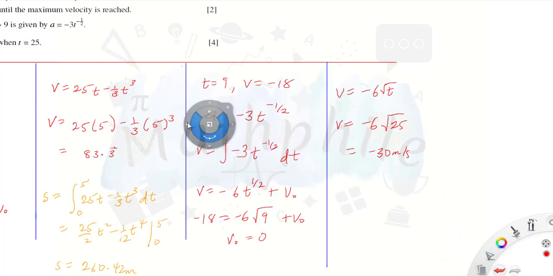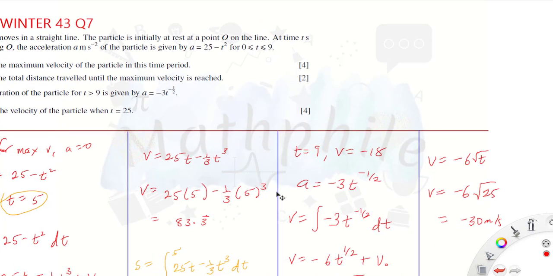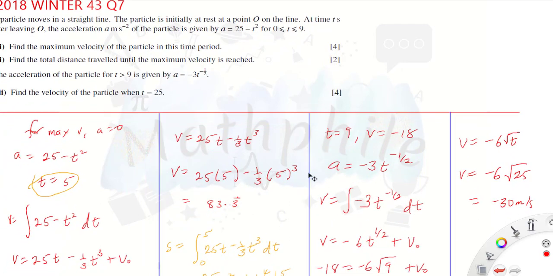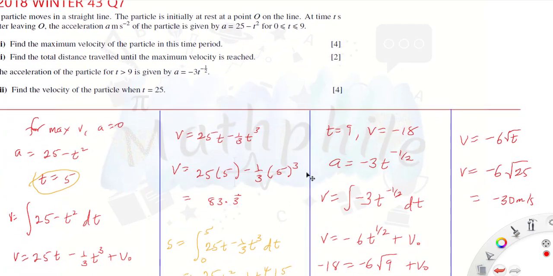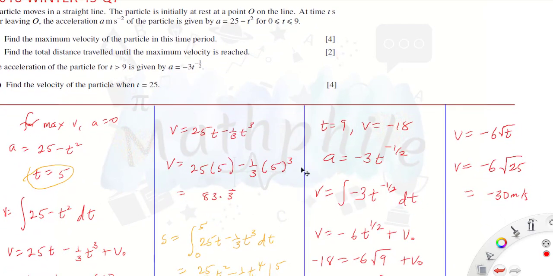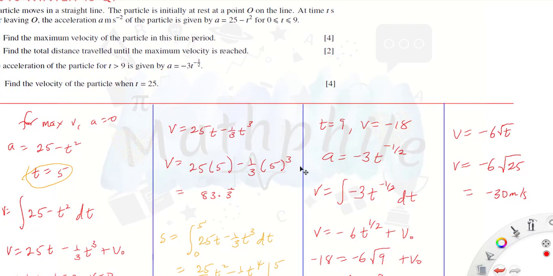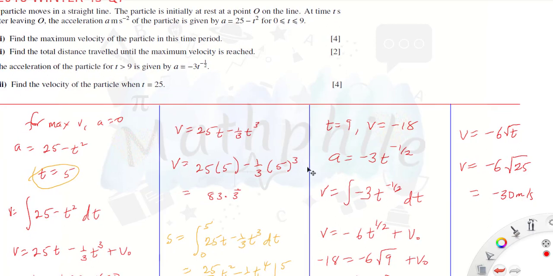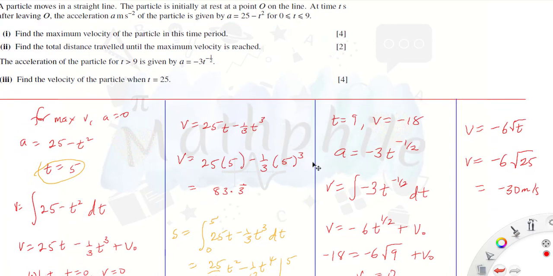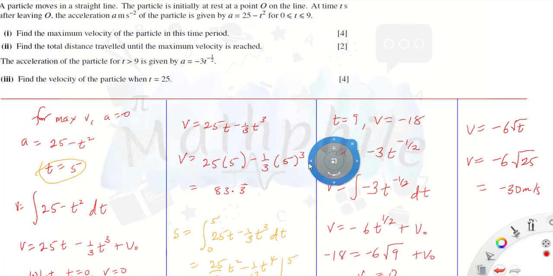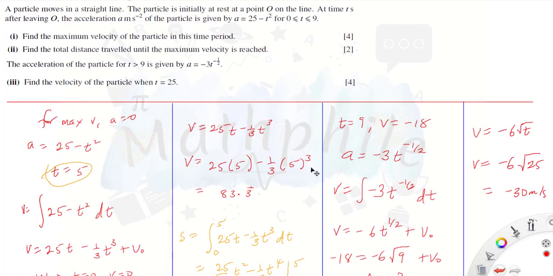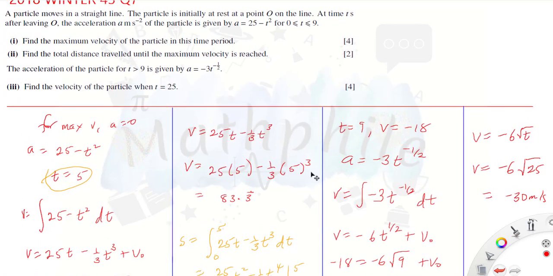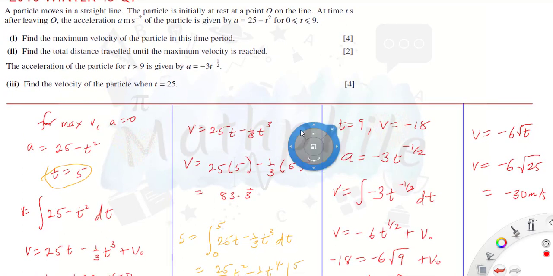What can you tell me about the position of the particle? What is the particle actually doing to have a velocity of a negative figure? It's basically moving backwards.